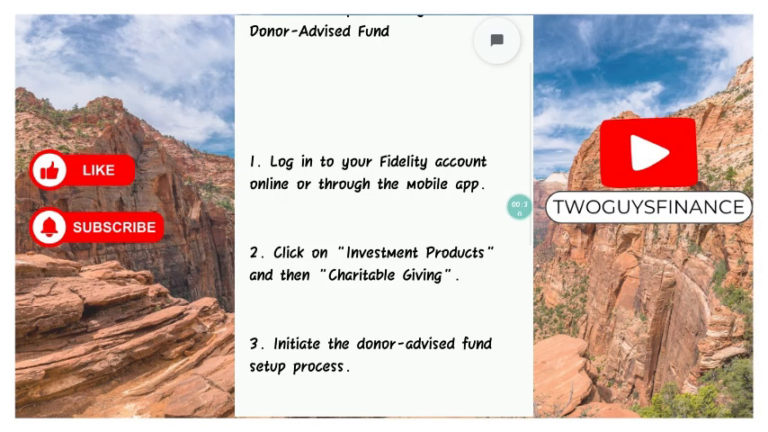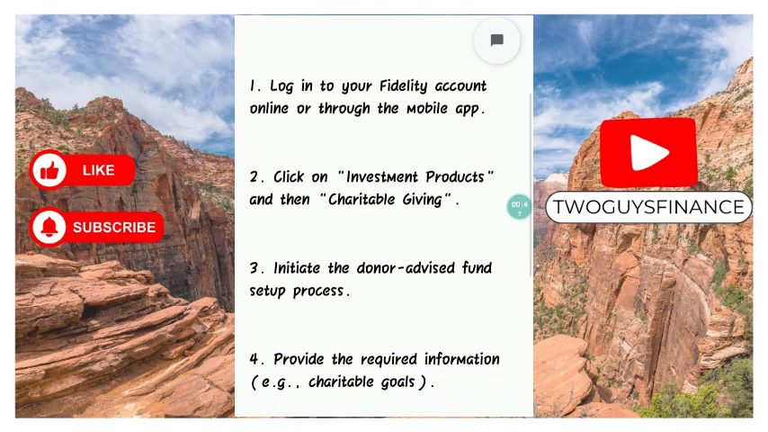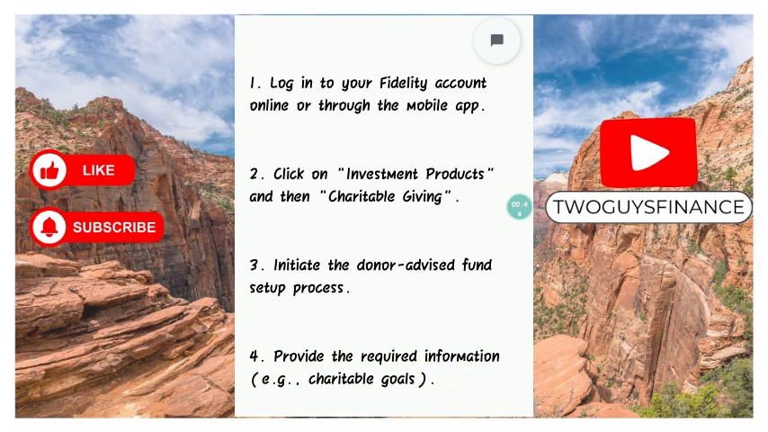Now, the first thing you're going to do is log into your Fidelity account. You can choose to log in online on the website, or you could do that through the Fidelity mobile app on your mobile device. Once you're logged into your account, you just want to click on investment products, and then select charitable giving. Here you're going to initiate the donor advised fund setup process.